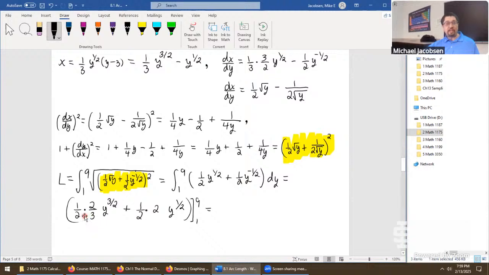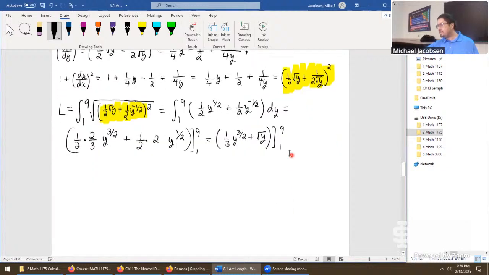But you never would really want to do the evaluation with it in this form. There's just too much noise going on. If we simplify, it's all a lot more accurate. So let's cancel the 2's over here: 1/3 y to the 3/2. Over here, this is just plus root y. Evaluate that from 1 to 9, and we'll be home free.